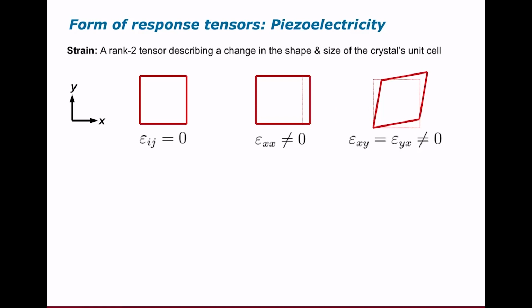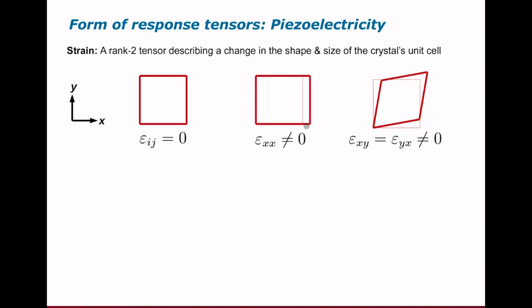Strain is a change in the size and shape of the material. So if you change your lattice vectors by 1% in a particular way, that's what we would call a 1% strain. And strain itself is not a scalar or a vector, but it's a rank 2 tensor because there are many different ways to deform the unit cell. For example, this is a 2D example, but if you have a square, this is the zero strain state. So epsilon ij is equal to 0, no strain for any value of i or j.